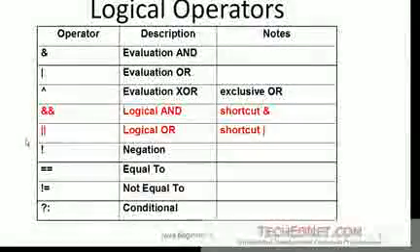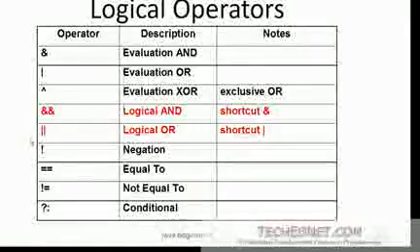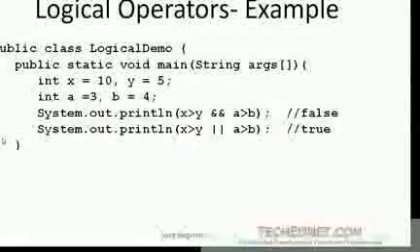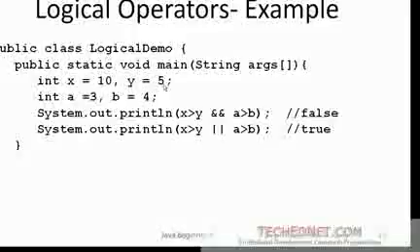Here we have logical operators. These are essentially AND and OR. So this is the AND operator, this is the OR operator. As you can tell, there are also other operators, but I am going to be focusing mostly on the AND and the OR operators. In this example, I have x equals 10, y equals 5, a is 3, and b is 4. So what I am asking is, x greater than y and a greater than b? Well, the answer there is false, and it shows how you code or how you program the AND operator.